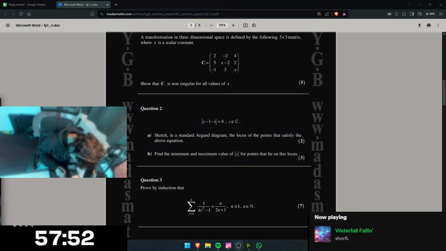We can just sub in f of k plus 1 equals f of k plus 1/4(k plus 1) squared minus 1. Now I usually like to write a goal, so I'll do k plus 1 over 2k plus 1. So goal.